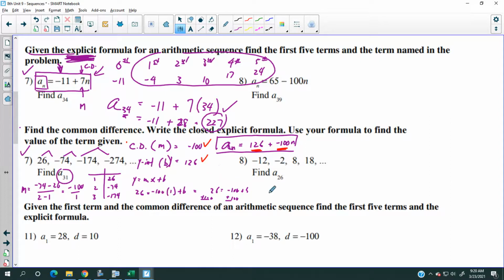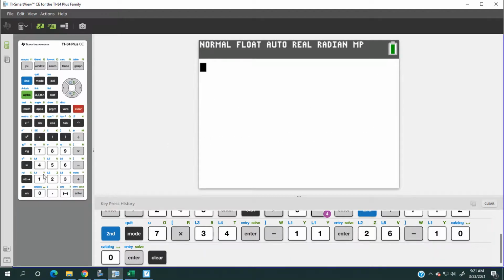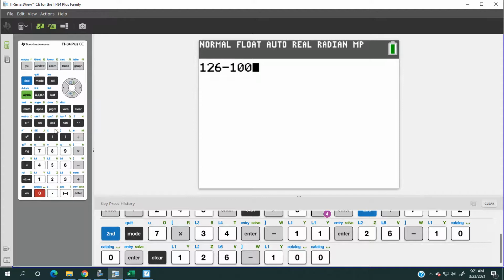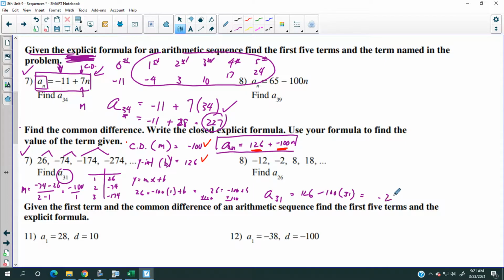So we'll oblige them, and I'm running out of space. Let's see, the 31st term would be 126 minus 100 times 31. It's going to be a huge negative number. So 126 minus 100 times 31. Let's see how this turns out. Yeah, negative 2974. Okay, that's it, we got our answers, okay?